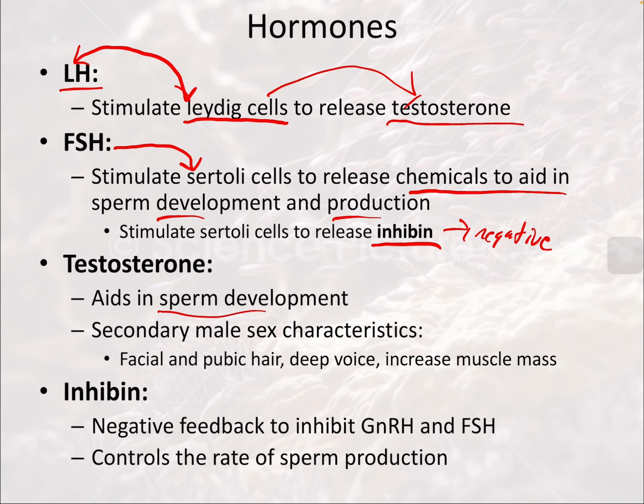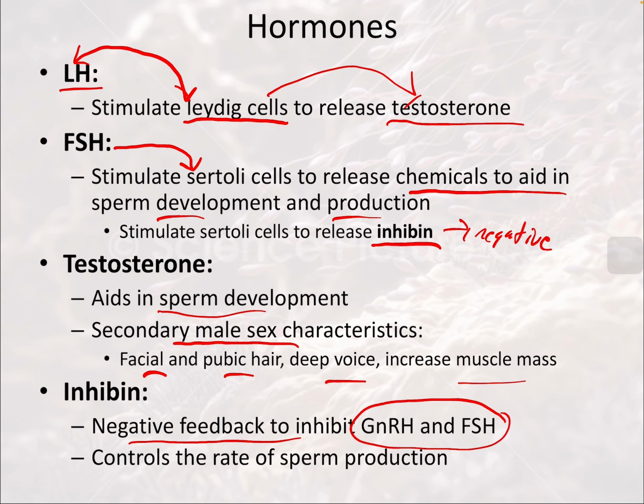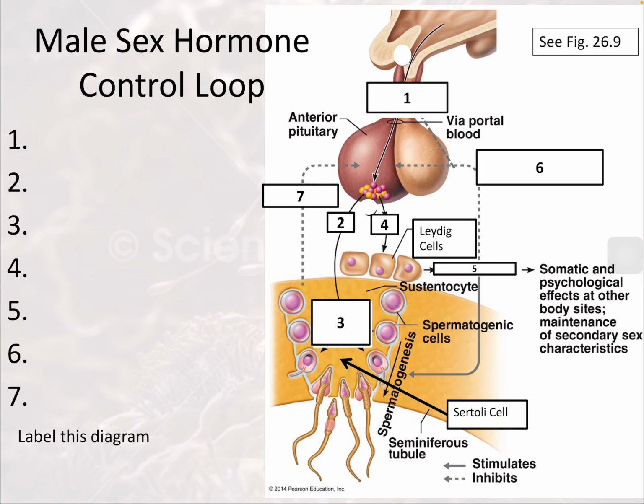Testosterone is very important for sperm development, as well as producing secondary male sex characteristics like facial and pubic hair, deep voice, and increasing muscle mass. And lastly, inhibin, again, is providing negative feedback to inhibit the release of GnRH, FSH, as well as LH. Okay, and that kind of just helps us to control the rate of sperm production. It doesn't cause an overproduction of sperm.